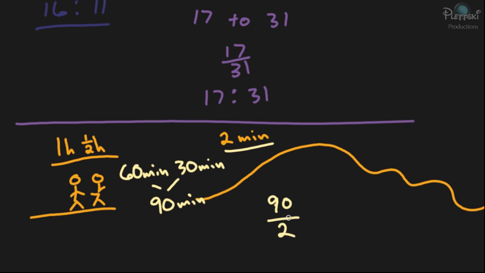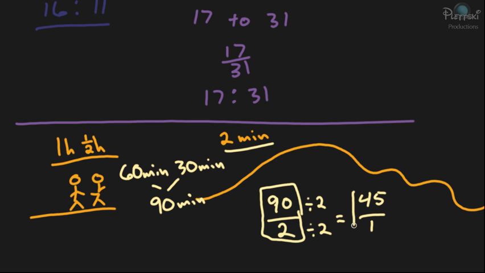We could leave it like that, except we can simplify it, because we can divide the top and the bottom by 2 and get 45 over 1. That would be in simplest form. What these two fractions are is called equivalent ratios. That means that they're the same.